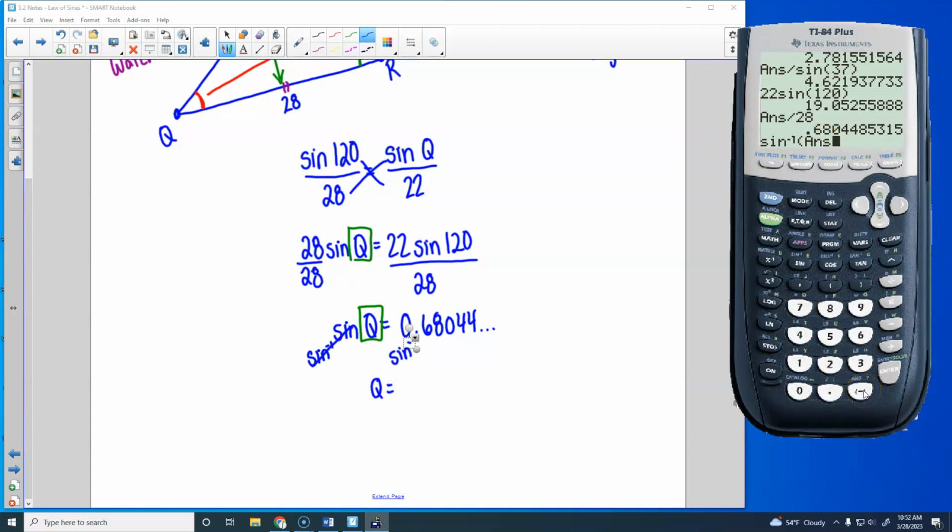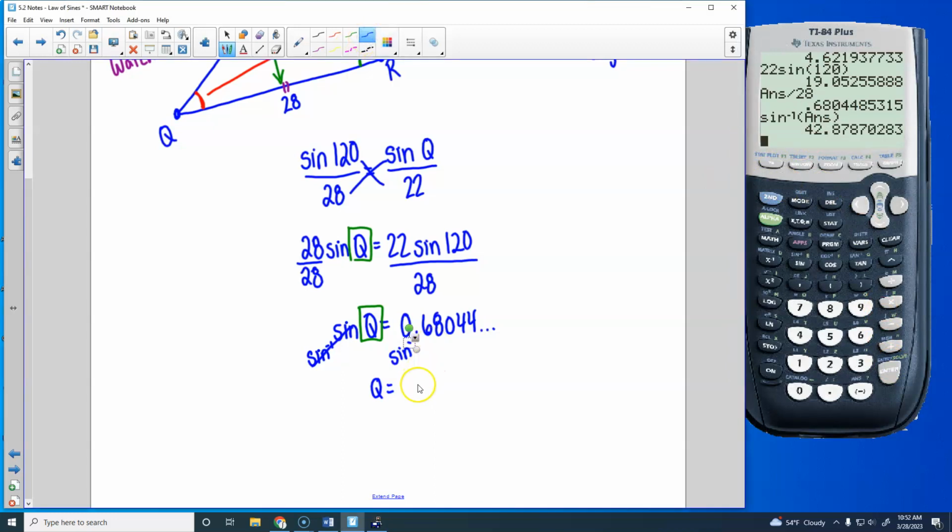I don't know if you guys have used that before. I'm sure some of you have. But that'll do inverse sine of that whole number without having to round it at all. And so we get 42 point, I'm going to go 879.